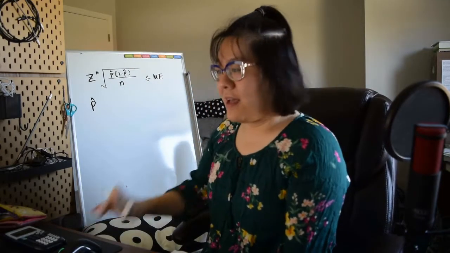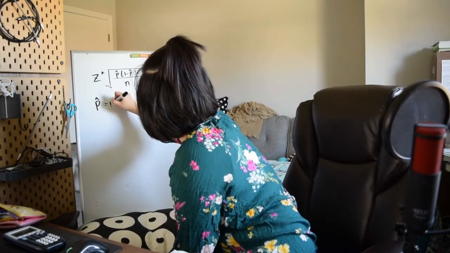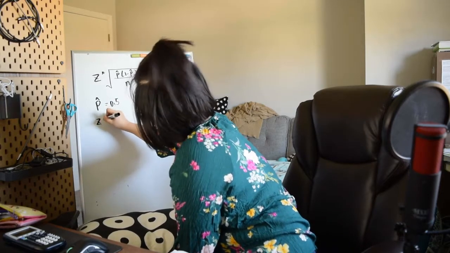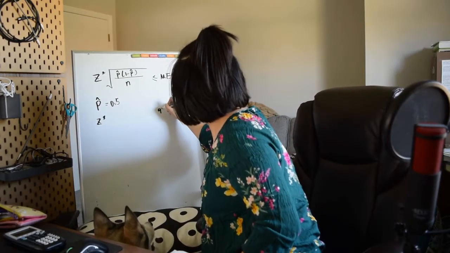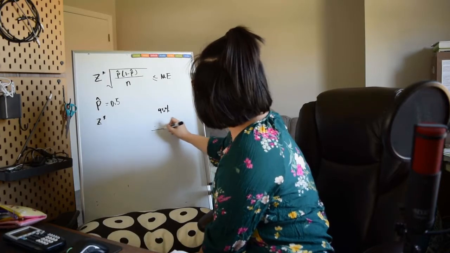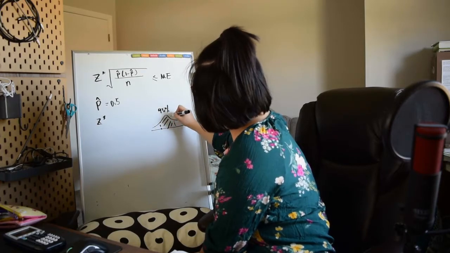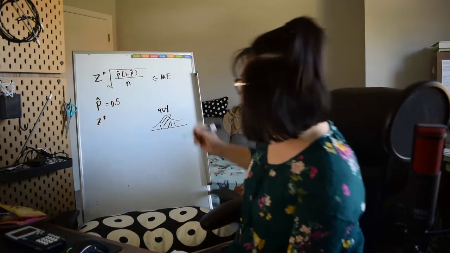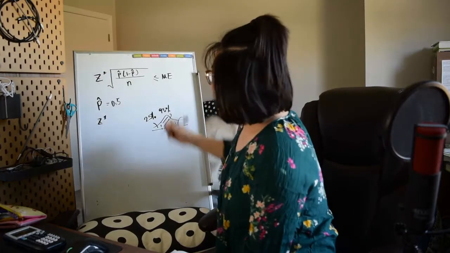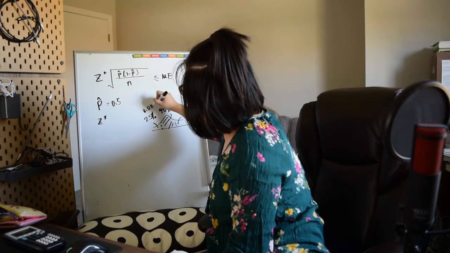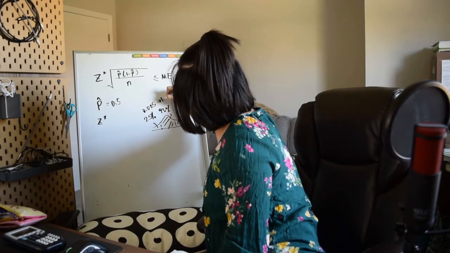Then Z we get from the confidence level. The confidence level in the question is 95%, which means the area we want to find is 95%, so each tail will be 2.5%. And 2.5% is 0.025. Use your Z table, and you get the value of Z star is 1.96.